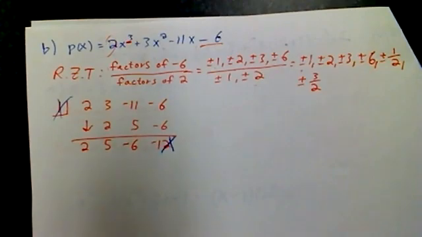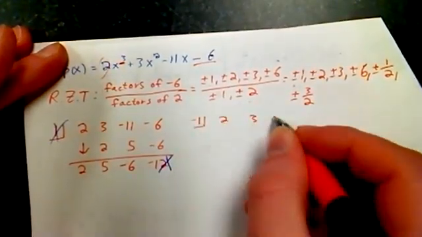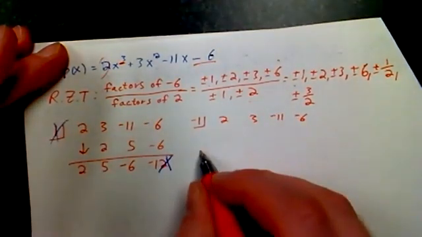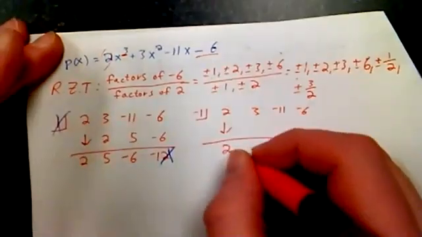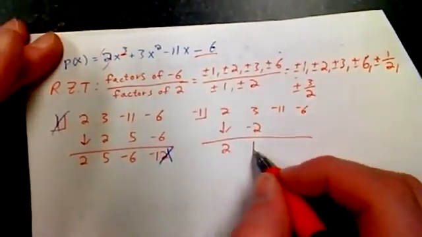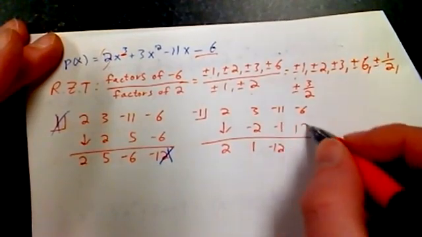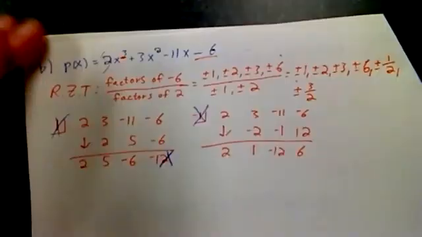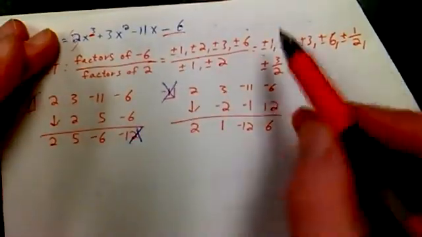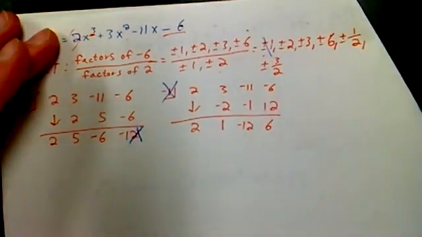Okay, that's fine. I'll move on to -1, 2, 3, -11, -6. Keeping my fingers crossed that I don't have to do too many of these. 2, -2, 1, -1, -12, 12, oh, 6. -1 didn't work either. That's okay. We did plus or minus 1. I guess let's move on to the 2's.